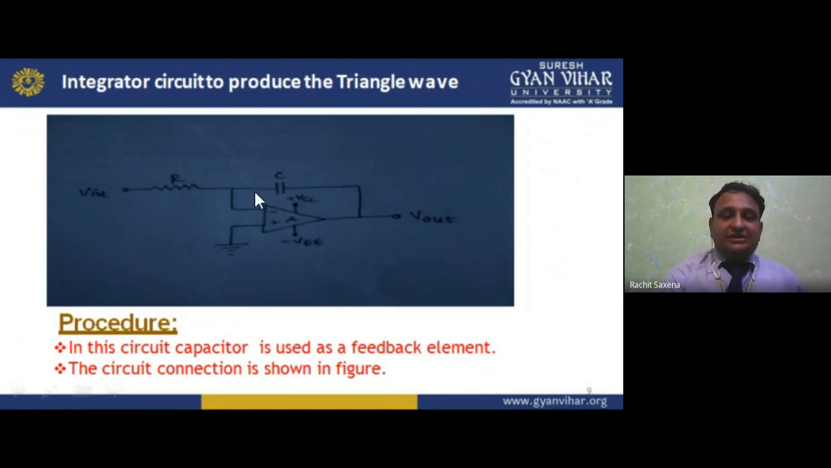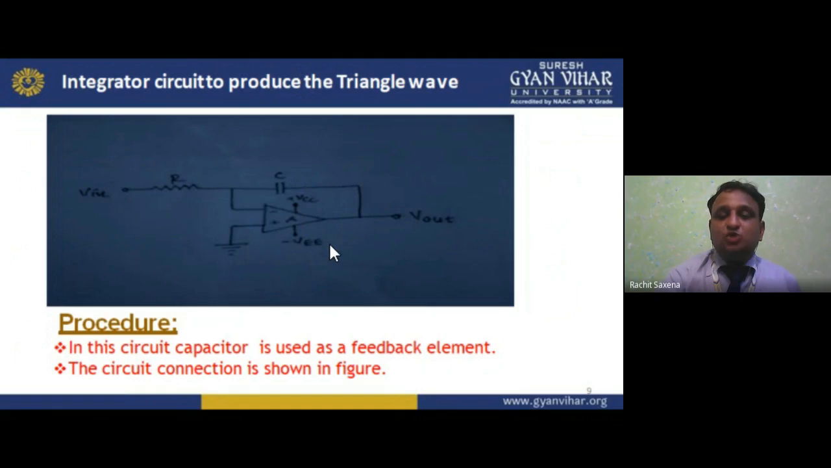R is connected, that is the resistance. This is the operational amplifier. We have the capacitor, meaning integrator. You all know about the integrator, so that is the integrator. Now, in this circuit, the capacitor is used as a feedback element. Which element? Feedback, which gives you the feedback. So I am using the capacitor as a feedback element. I hope you understand.